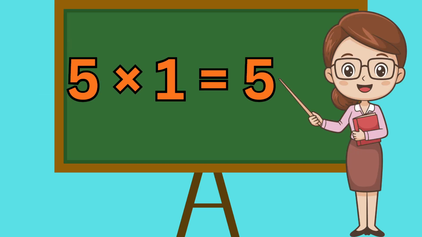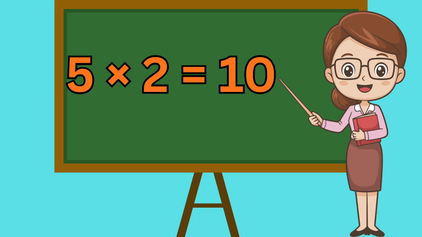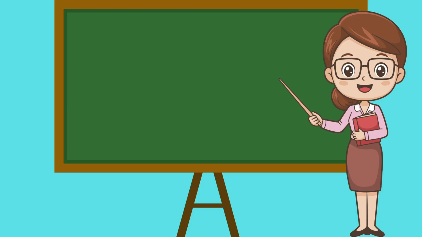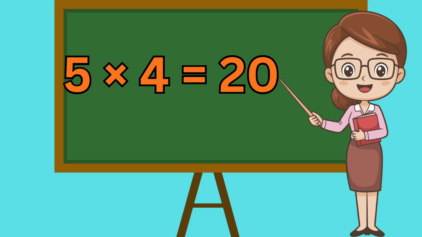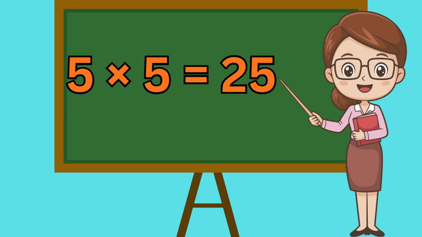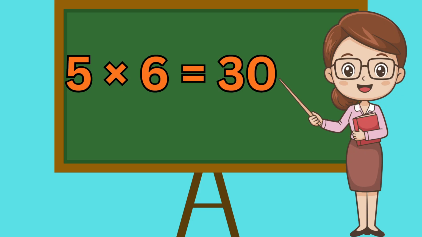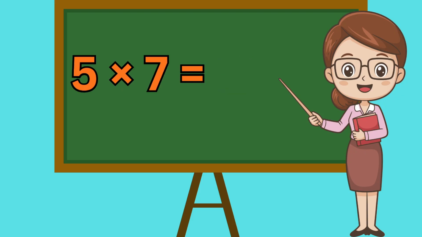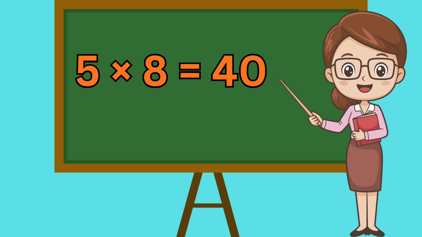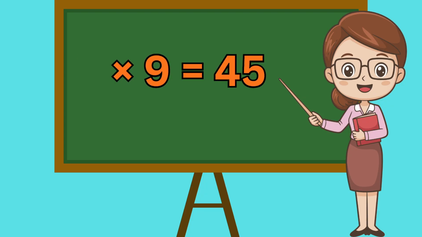5 ones are 5, 5 twos are 10, 5 threes are 15, 5 fours are 20, 5 fives are 25, 5 sixes are 30, 5 sevens are 35, 5 eights are 40, 5 nines are 45.